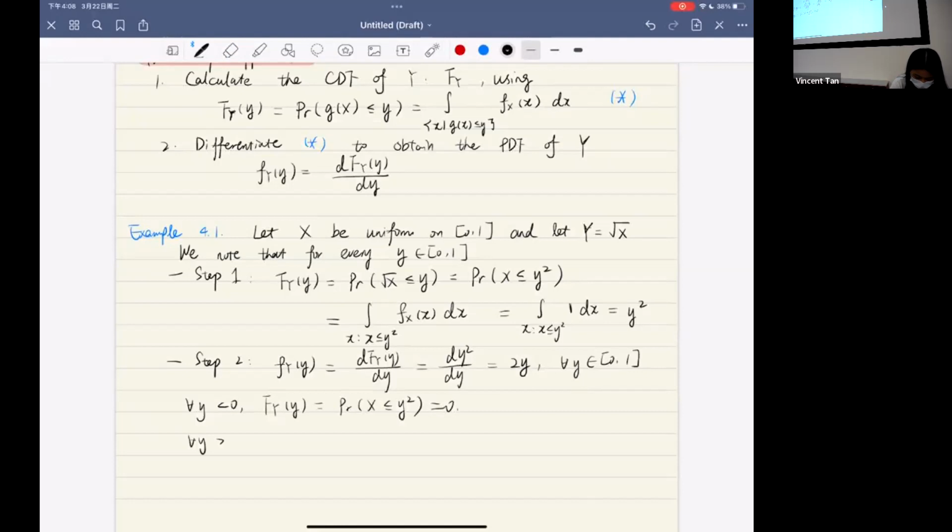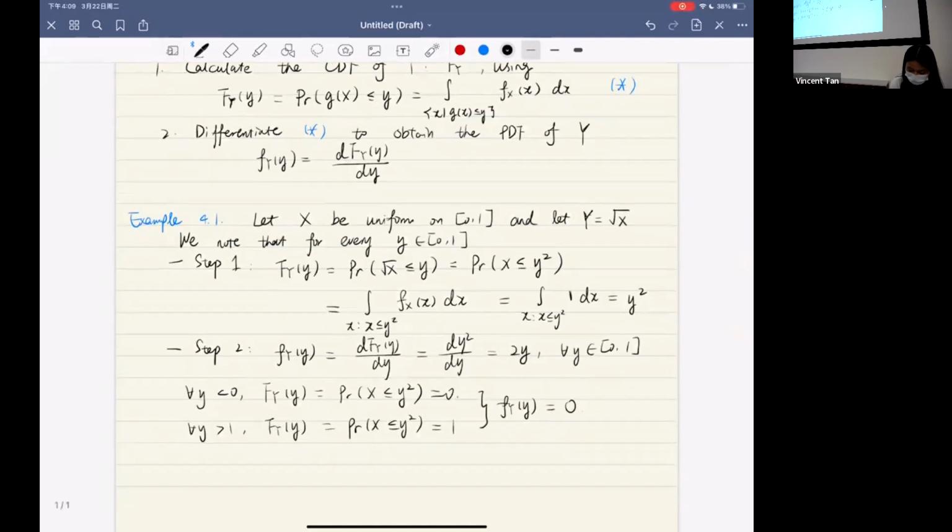Similarly, for y greater than 1, since Y here is already greater than 1, this probability is equal to 1. Then this gives the PDF of Y equal to 0. So for y in 0 and 1, the PDF of Y is equal to 2y. However, for y outside this interval, the PDF of Y is equal to 0.